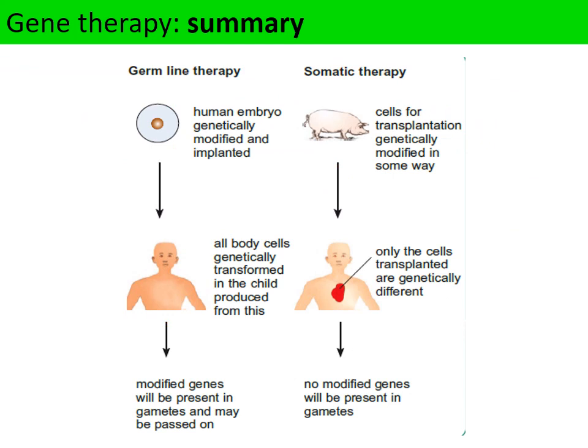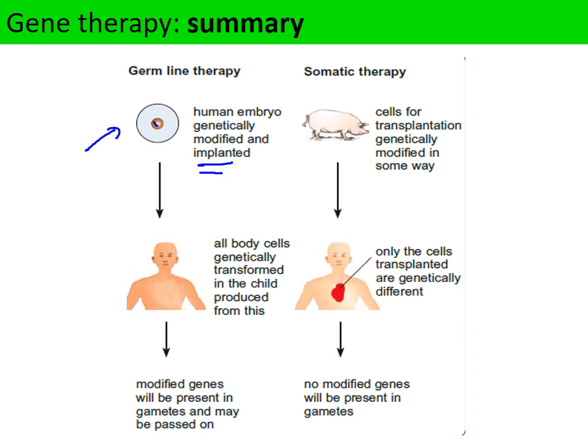So this is a summary. So germline therapy, we might take an embryo with a defective gene. We can genetically modify it to insert the healthy copy of the gene into the nucleus. We then implant, or we'd actually use IVF to allow the embryo to develop and divide further. We then implant it into the uterus of a female. The embryo would then develop and divide into a fetus.